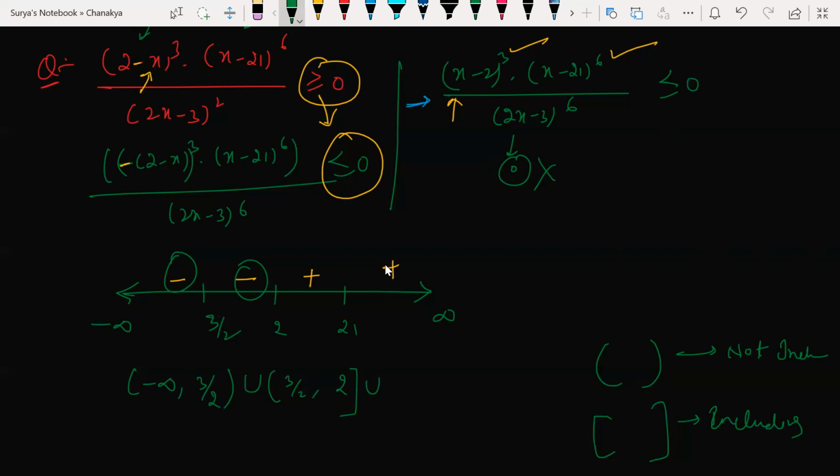Can we include 21 here? There will be 2 comma 21, right? Here 21 is less than or equal to 0. It could be less than 0 or equal to 0. So look at this here, 21. Why? Because he has given greater than or equal to 0. So I can include 21 here. 21. Now look at this here.